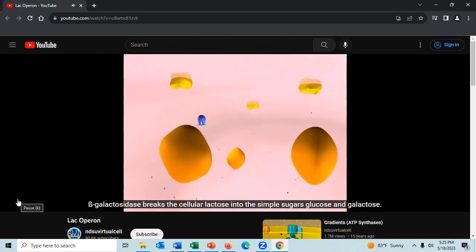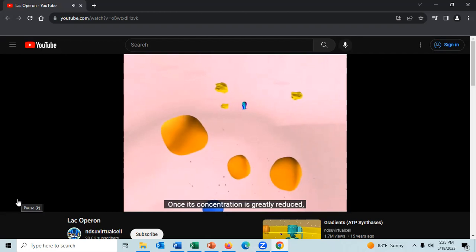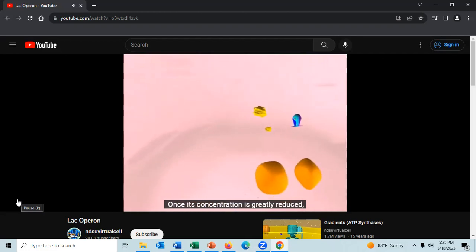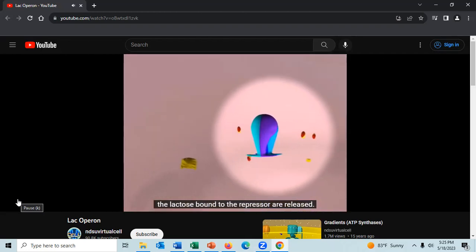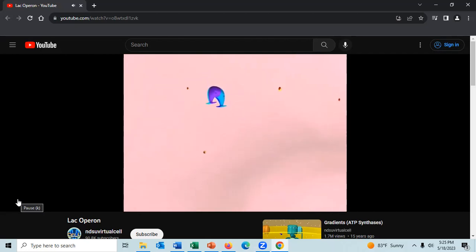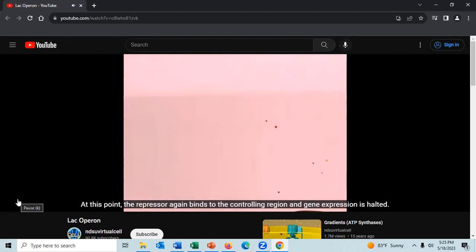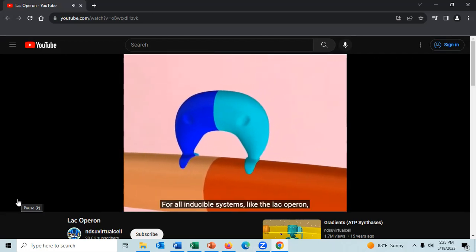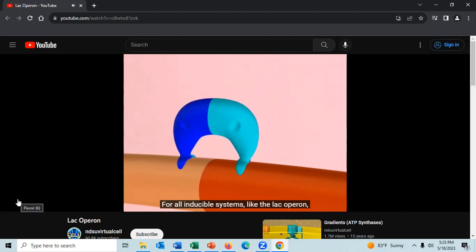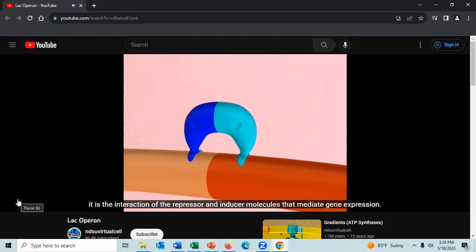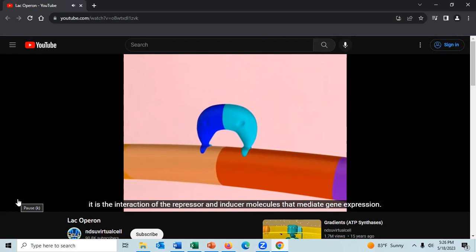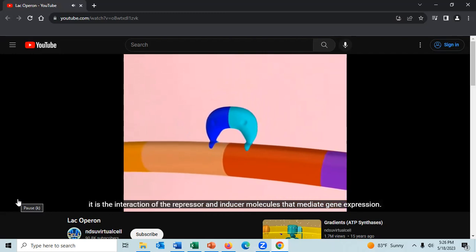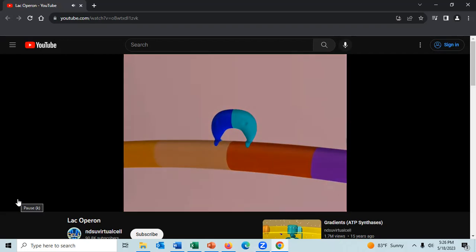Beta-galactosidase breaks the cellular lactose into the simple sugars glucose and galactose. Once its concentration is greatly reduced, the lactose bound to the repressor is released. At this point, the repressor again binds to the controlling region and gene expression is halted. For all inducible systems like the lac operon, it is the interaction of the repressor and inducer molecules that mediates gene expression.